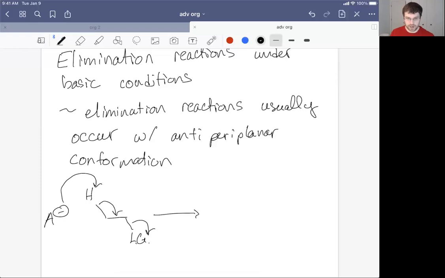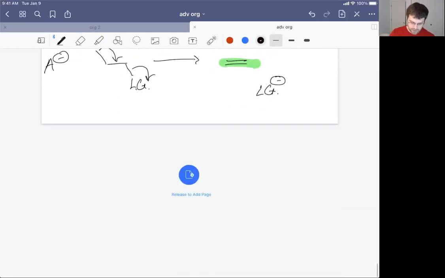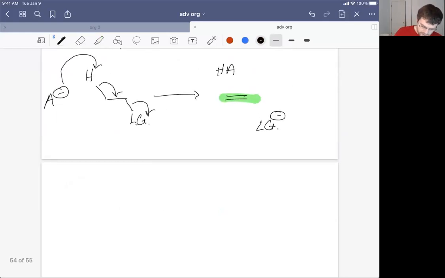This allows for the most productive overlap of orbitals to give rise to our alkene. So this is our product, the alkene. The other products we form are HA, and then the leaving group as a negatively charged species. So the groups must be arranged this way, it's not really an option. When we have a concerted elimination where everything happens at once, the H and leaving group must be arranged anti-periplanar.